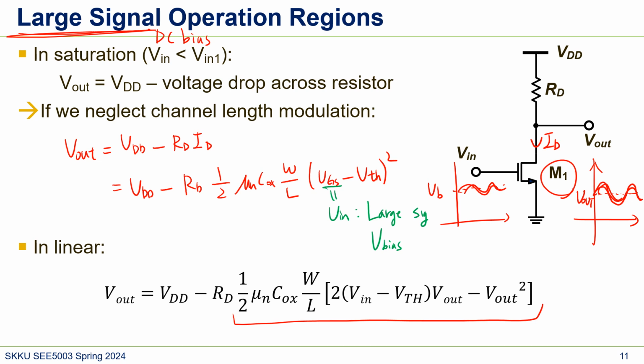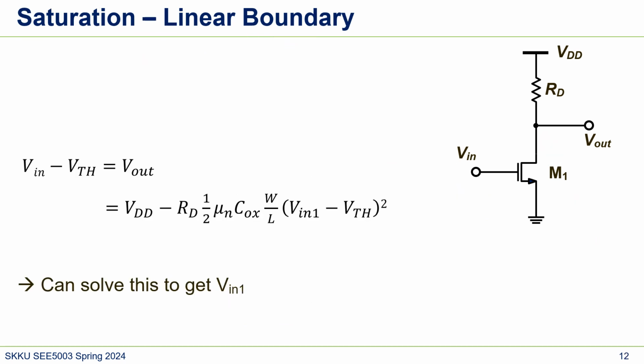So, again, large signal operation region means we want to find the DC operating point. Okay, this is very important. Whenever we design a circuit, we start from the DC operating point to make our MOSFET in saturation. As I said before, we want this MOSFET always in saturation. This amplifier, M1, is always in saturation.